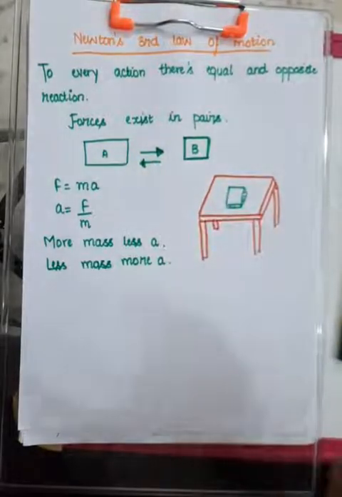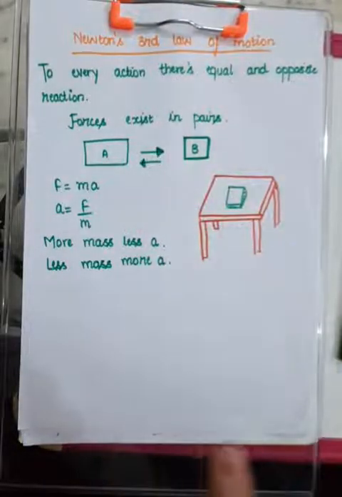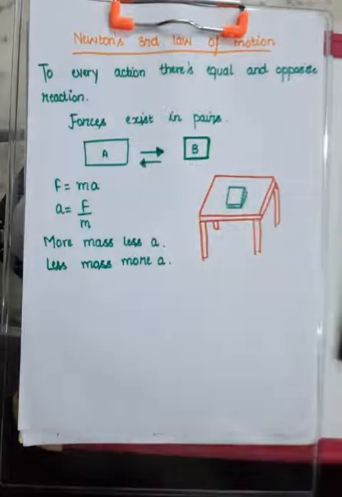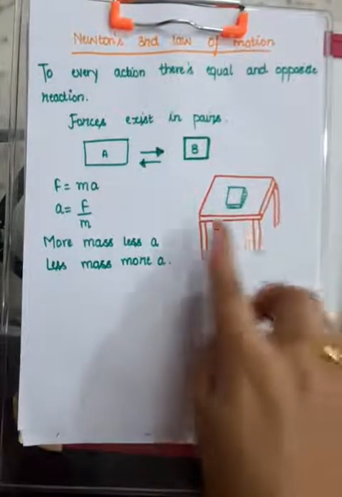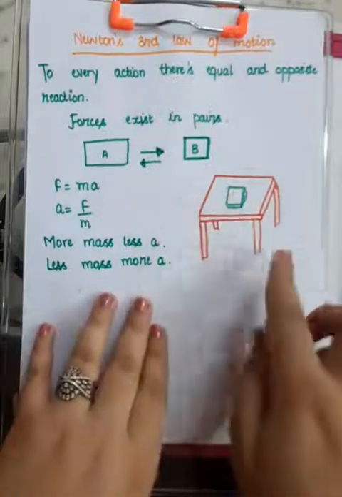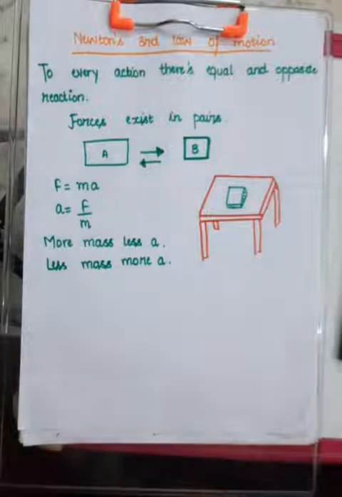There's one more example that I'll be discussing over here. This is a table and a book is kept over the table. Now this particular book is applying a force over the table. So the table must also be providing a reactional force.